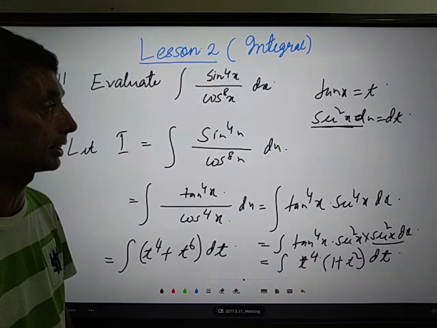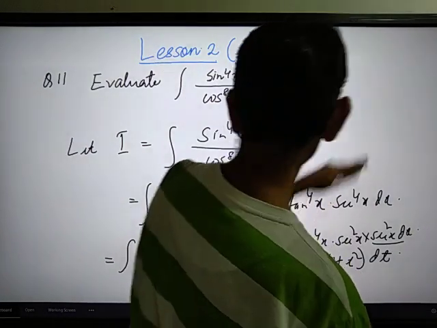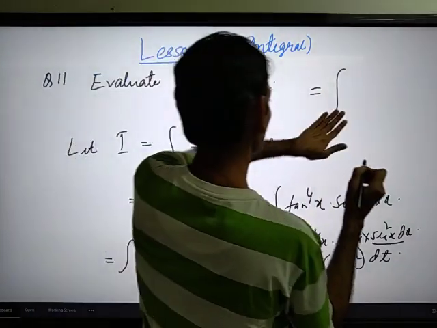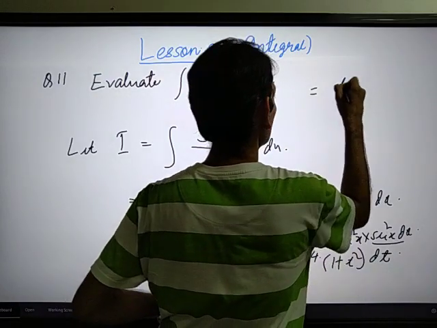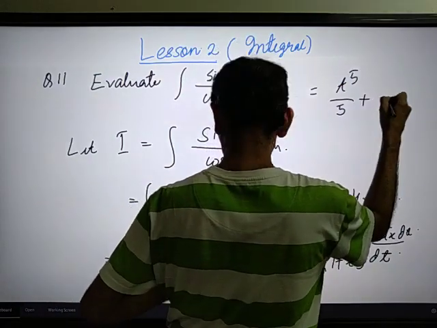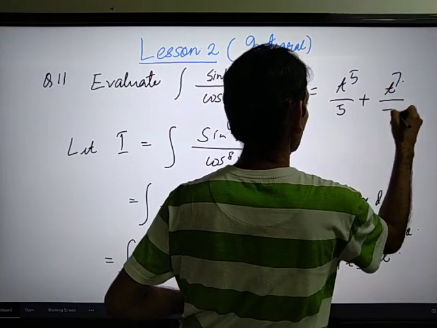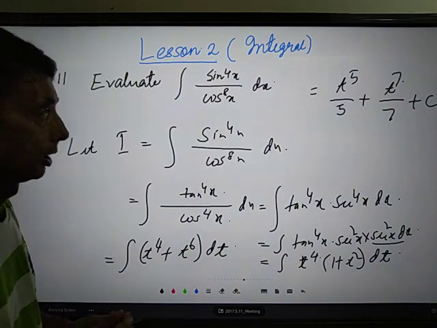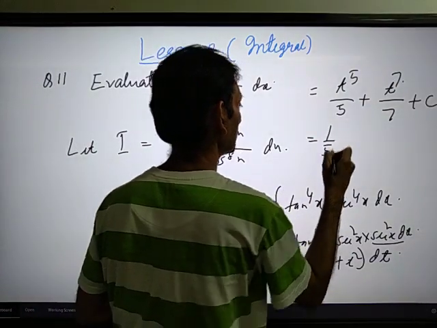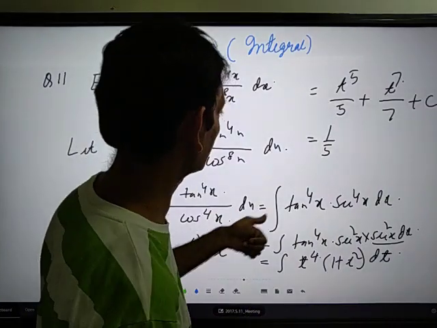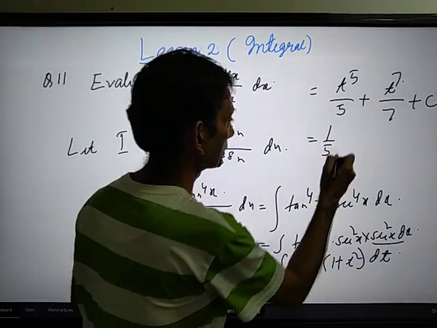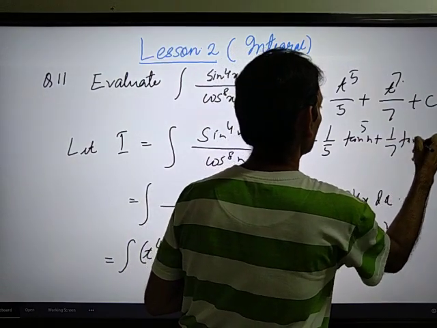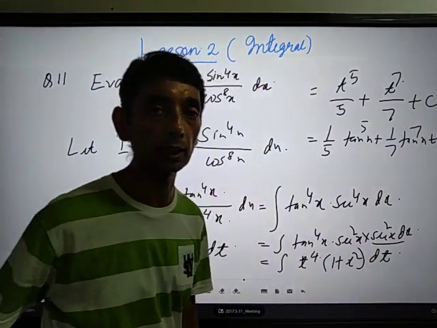So we'll start integrating now. If we integrate this, it gives us t to the power 5 by 5 plus t to the power 7 by 7 plus c. The steps are as simple as this, and we substitute t equal to tan x, so it's 1 by 5 tan to the power 5x plus 1 by 7 tan to the power 7x plus c. Done. So this is question 11.